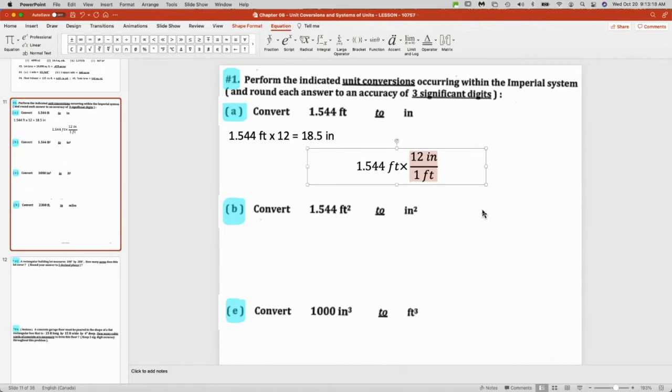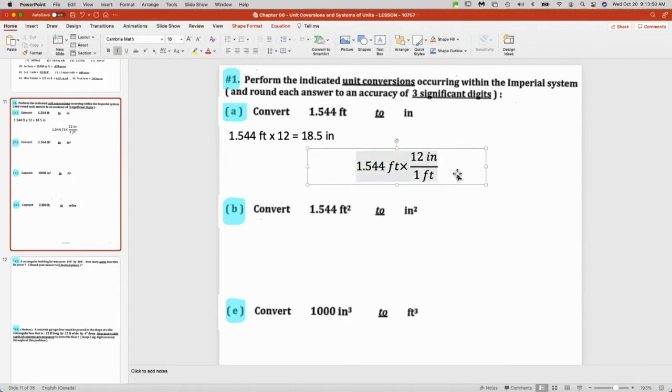Because 12 inches is equal to 1 foot. Good. When you have a fraction where the top and the bottom are the same, when the denominator equals the numerator, then that fraction equals 1. And therefore, since this fraction is equal to 1, when I multiply by it, I don't ruin the units. I don't alter the amount that it measures.